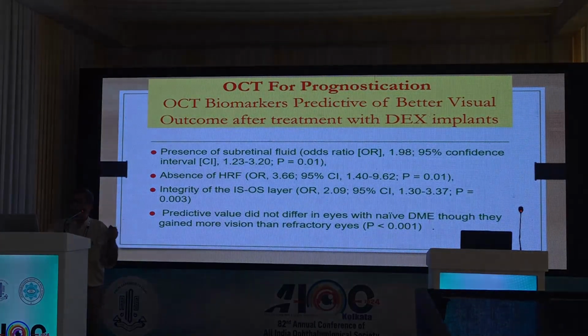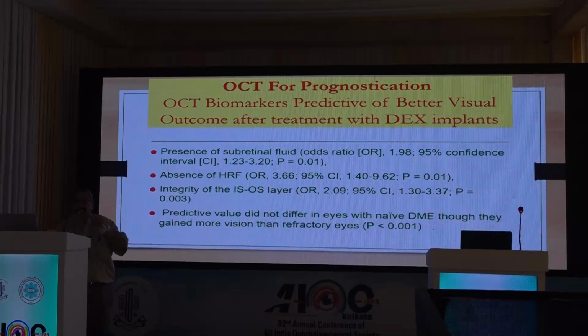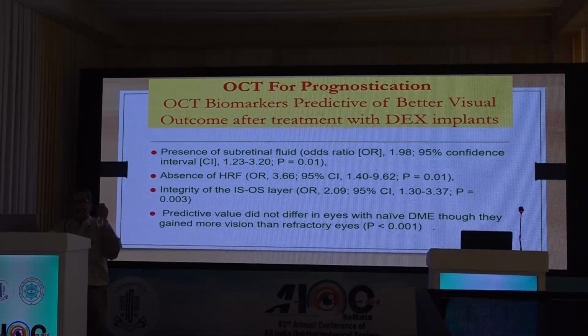The basic parameters which are predictive of good visual outcome include subretinal fluid. It's better than having intraretinal cysts, absence of hyperreflective spots, integrity of the ISOS junction. You may have any amount of cysts, but if the ISOS layer is intact, chances are your patient will have good vision, and after treatment will have a better visual outcome.